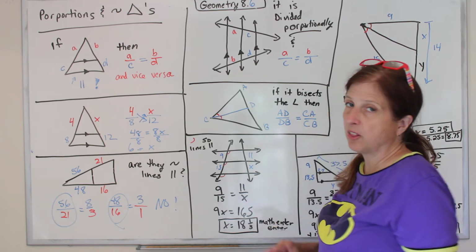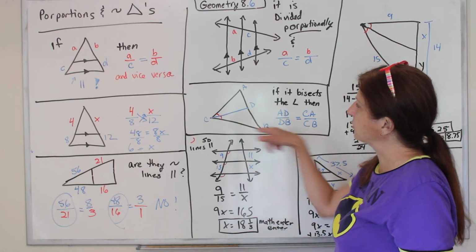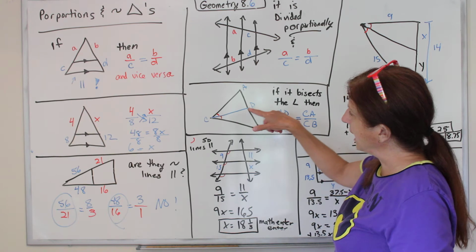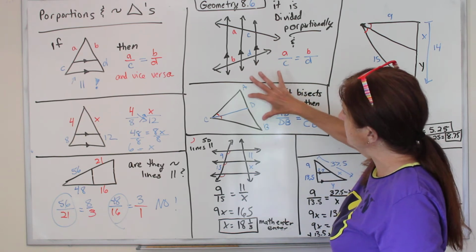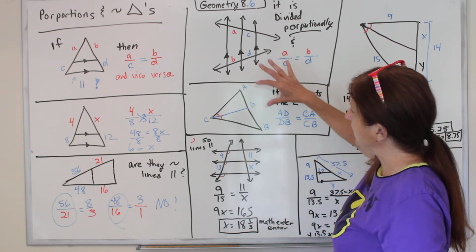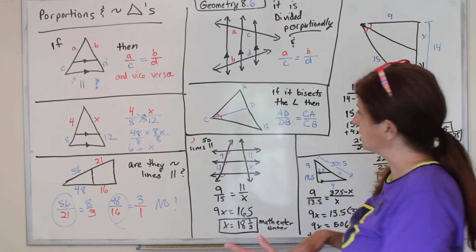And then another rule is, if you have a triangle and an angle is bisected, it divides the other side into proportional sections.